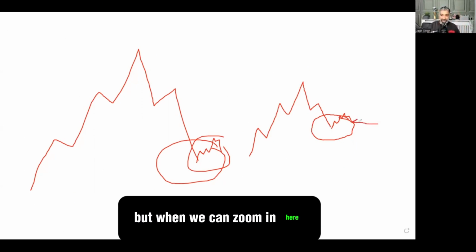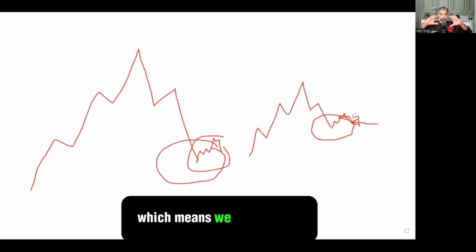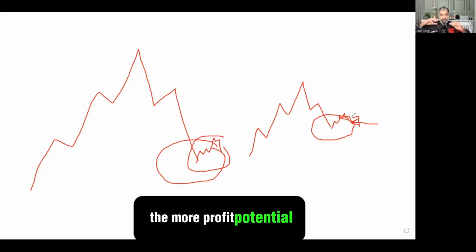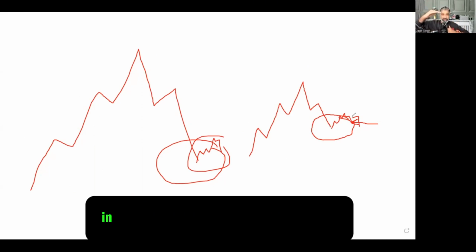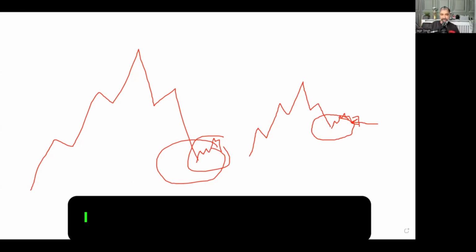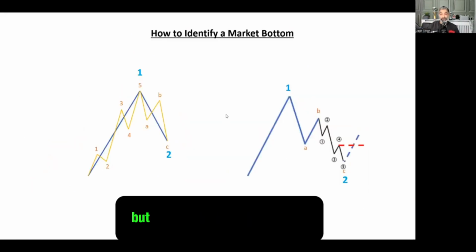But when we zoom in here, what it allows us to do is get a tight entry, which means we can risk 2%, but the tighter the entry, the more profit potential. The larger the entry distance, in terms of from the entry to the stop loss, the lower the profit potential. I know that makes perfect sense to some of you, and to others it's like, I don't know what you just said, but it sounds pretty interesting.